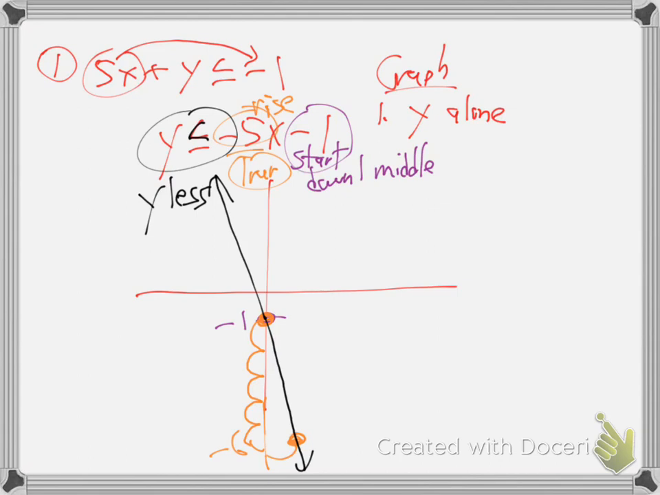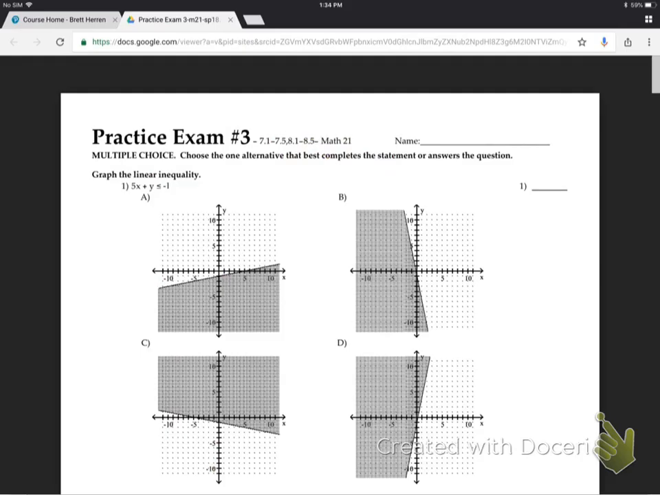The line is tilted a little bit this way, so below is this left side, isn't it? Is that good? So this is below. This is the shading. So whichever one looks like that, you can go back to the picture. Looks like B, huh? There it is. We good? Next question. Stop me.